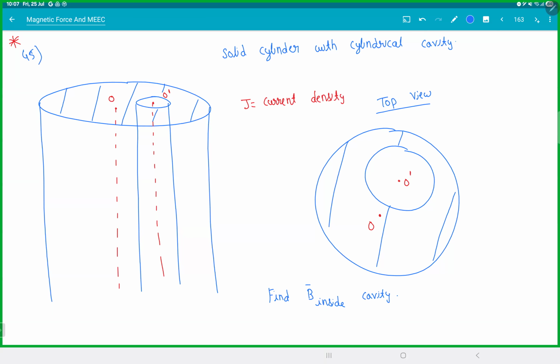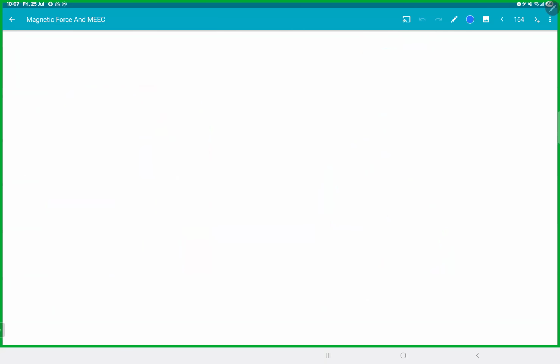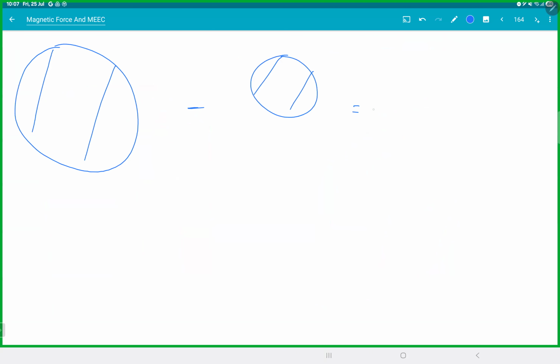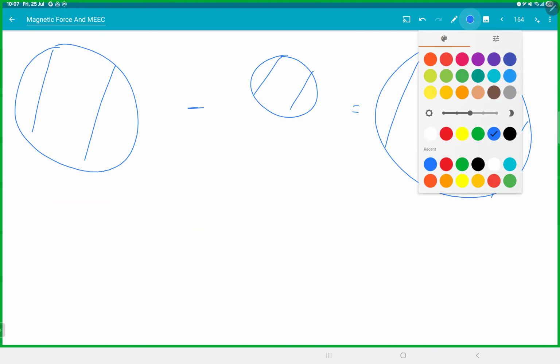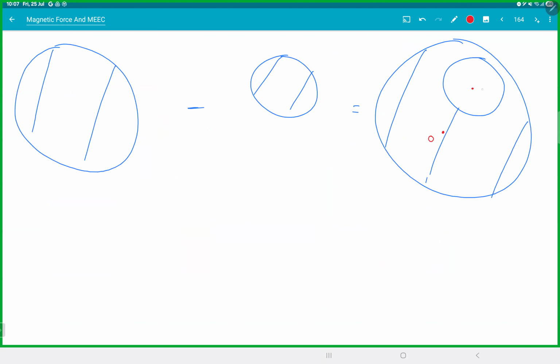If you remember, whenever you see a cavity, what is the technique? The first time you encountered cavities was where? In center of mass, then rotational mechanics, then electrostatics, gravitation. You always take the full cylinder. From there, subtract the cavity's cylinder. Then whatever is left out is the result you are looking for. Isn't that how we do it? So this is O. This is O dash. This is some random point P.